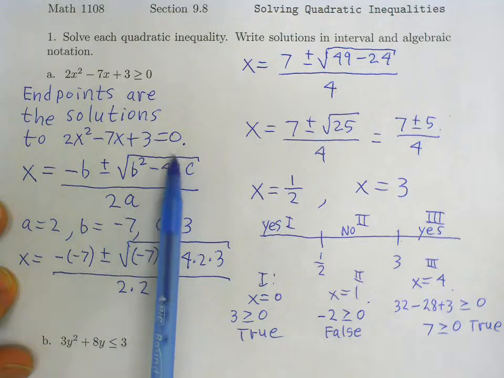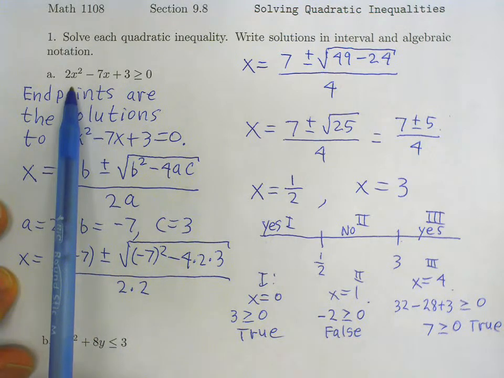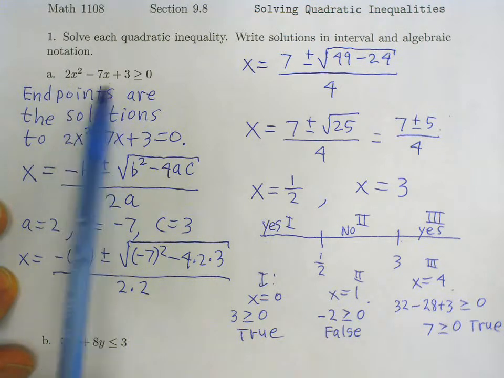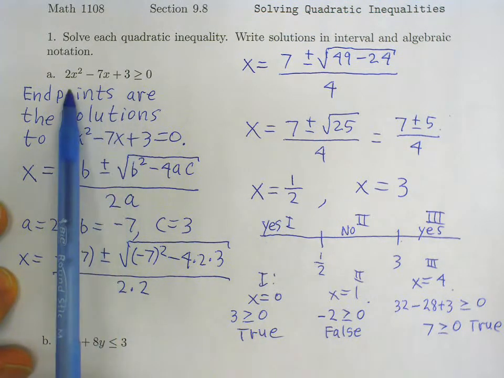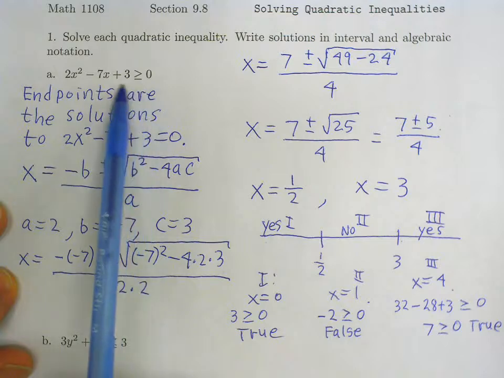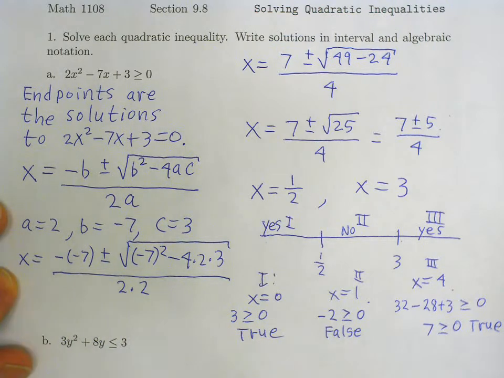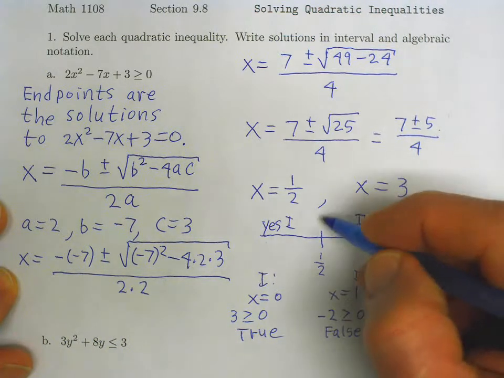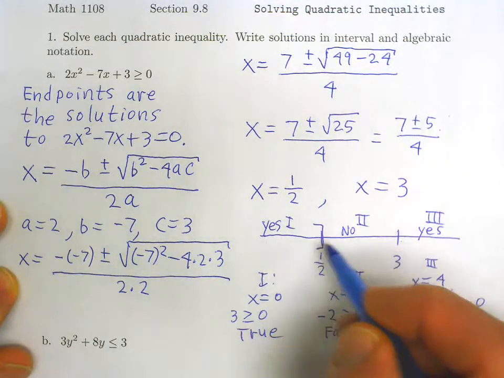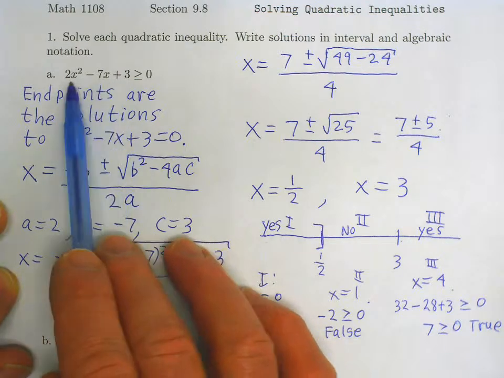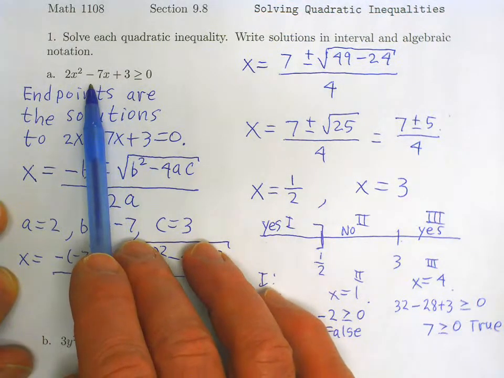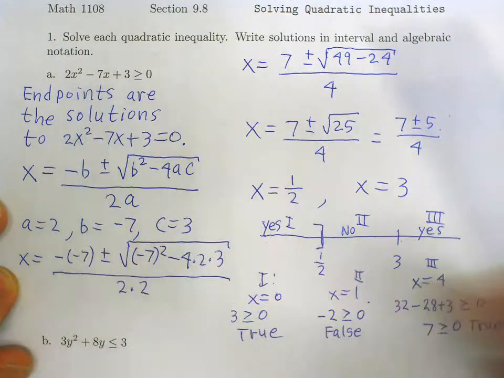0. So if we were to replace x with 1/2 in this inequality, we would get 0 greater than or equal to 0. And that is true. It's the or equal to 0 that makes it true. So we definitely include 1/2. And for the same reason, we're going to include 3, because replace every x with 3, we also get 0 greater than or equal to 0, which is true.